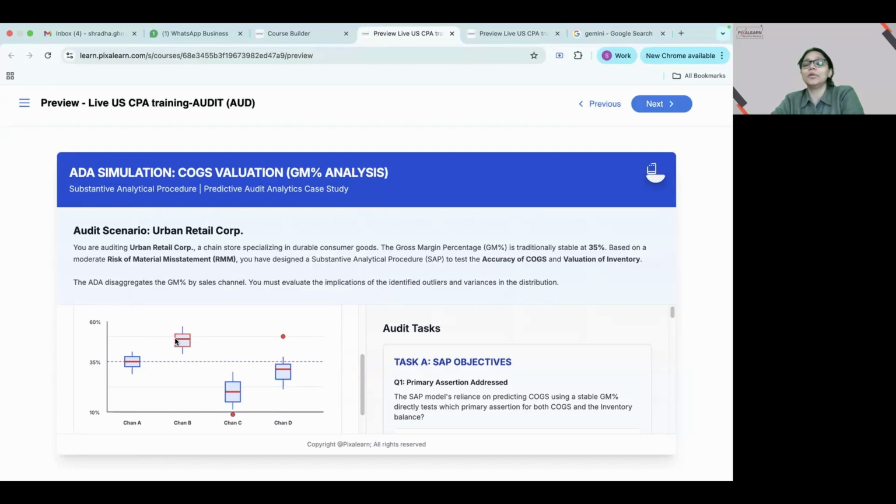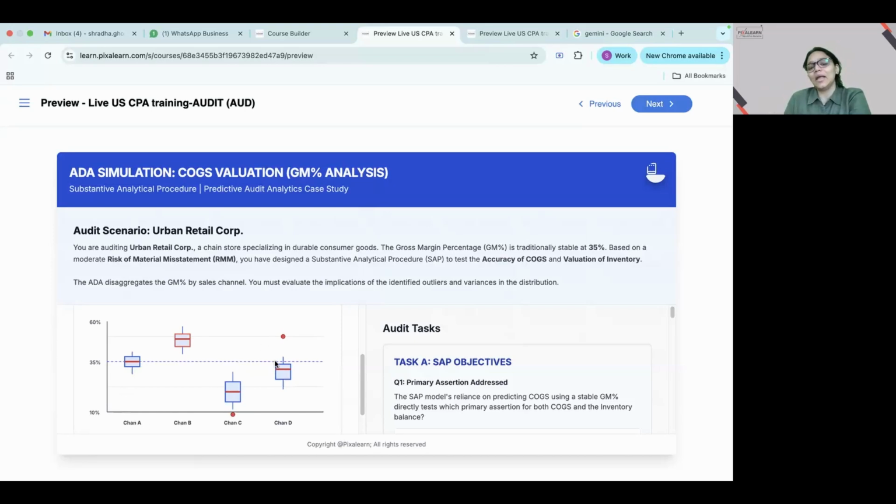As an auditor, I'll be more interested in figuring out what's happening. Can you understand the graphs now? Channel A is the safest. It is conforming to my norms. It is a small box, so I know most of the sales have been happening at 35% margin. There are no outliers. So channel A is a channel that I'm not going to talk about. Are you able to understand the meaning of this box, the whisker, the size of the box and the median value? Channel A is like a good boy in my class. I'm not going to talk about him.